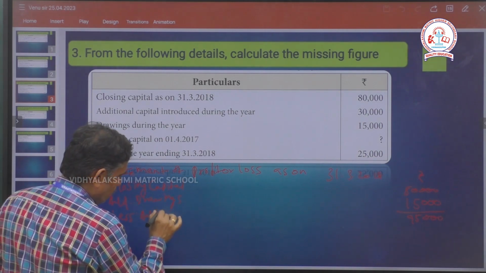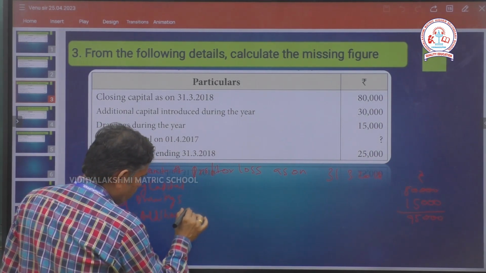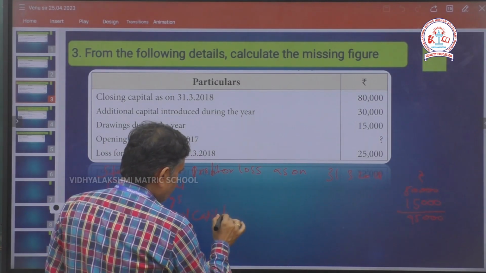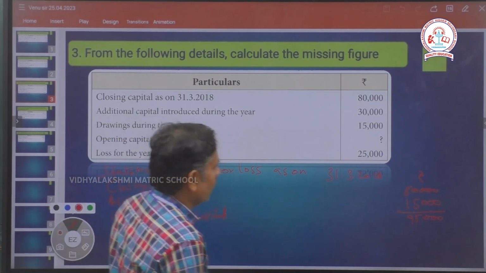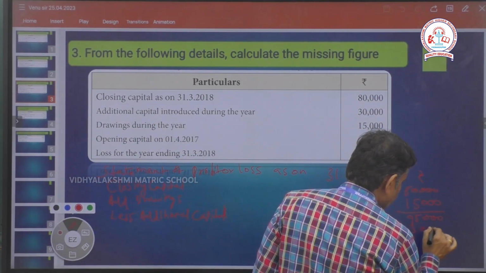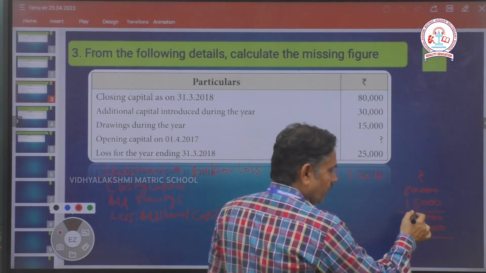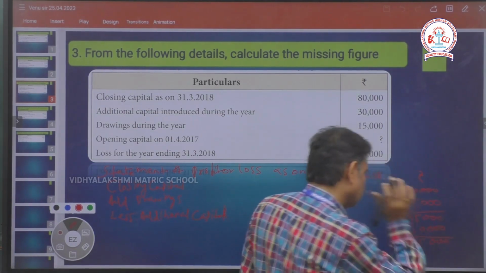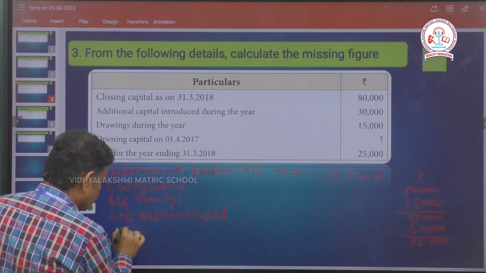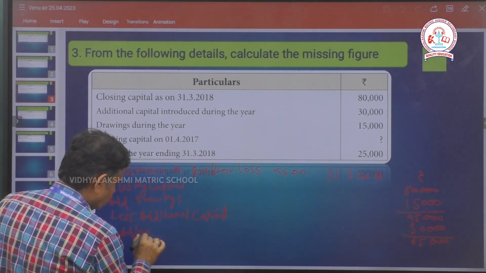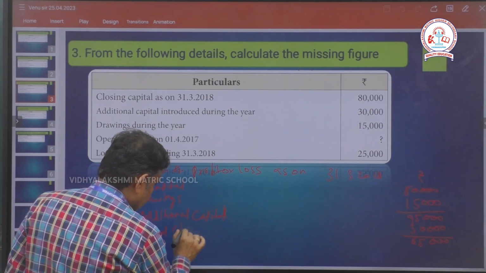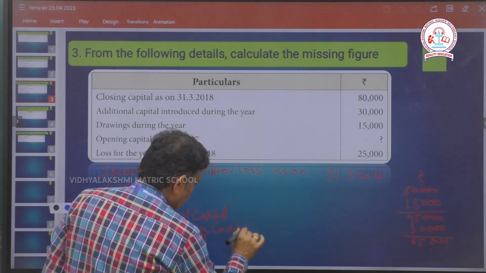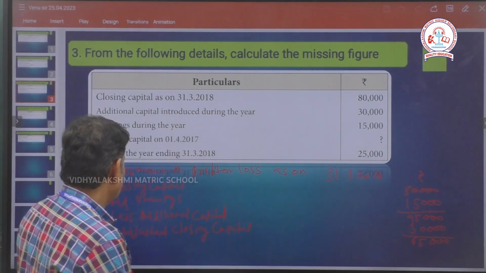After that, we deduct the value of less additional capital. What is the value given in your book? Additional capital 30,000. So 95 minus 30, remaining balance 65,000. Then what is the name of this value? Adjusted closing capital. Clear? Next, we'll move on.